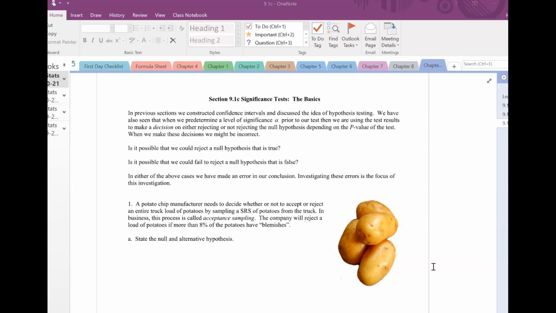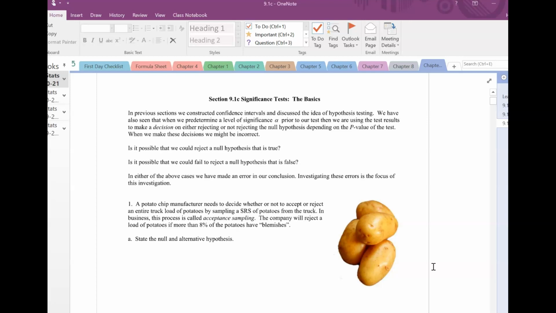Is it possible that we could reject a null hypothesis even though it's true? Yep, that's a possibility. Is it possible that we could fail to reject a null hypothesis that's actually false? That is true also. So these are the two types of errors that we're going to investigate. And we're also going to talk about something called the power of the test.